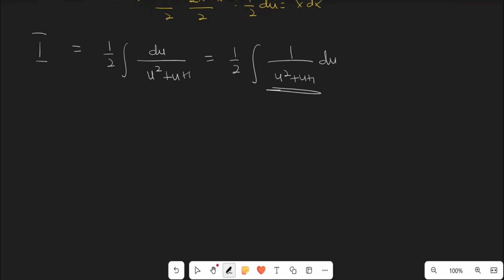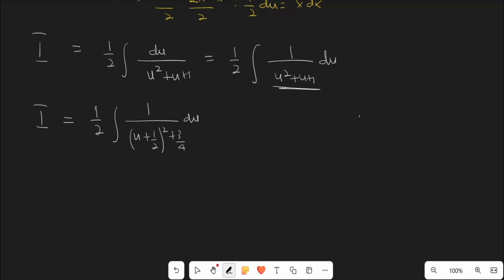And this one, I'm going to complete the squares of the denominator. So I is going to be 1/2 the integral of 1 all over u plus 1/2 all squared plus 3 over 4 du. This is how this one can also be written.